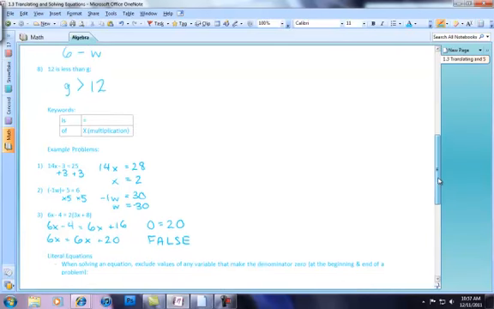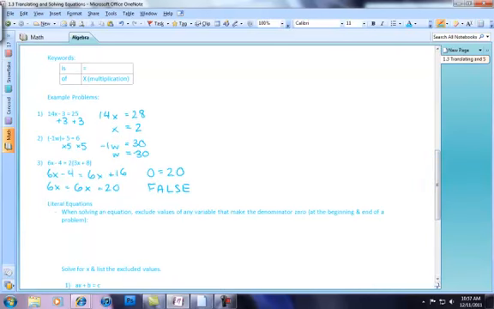Here are some example problems. 14x minus 3 equals 25. First we'll add 3 to both sides to try and get the x alone. 14x equals 28. Then you divide 14 on each side, and x equals 2.